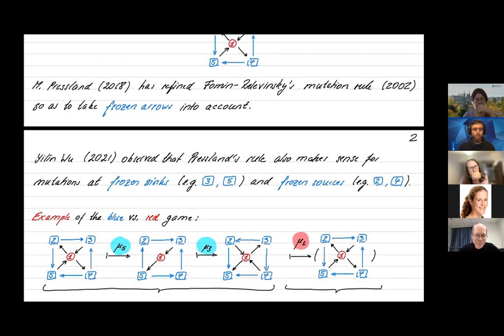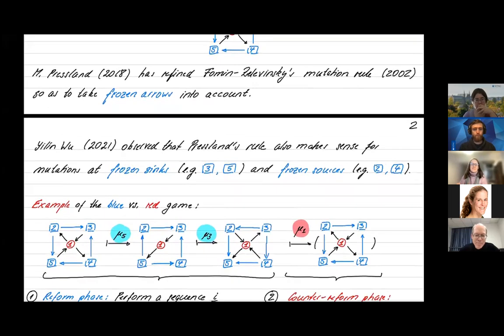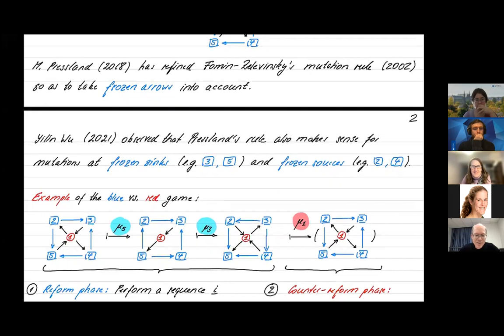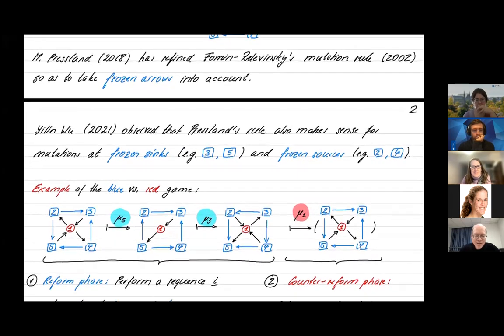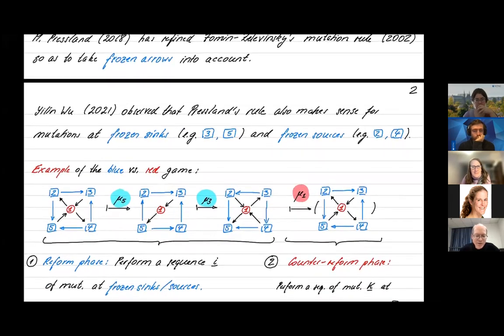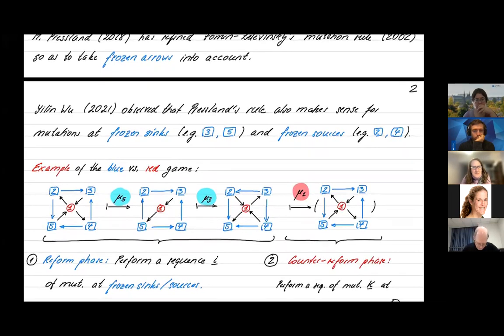This is an example of the blue versus red game. It consists of two phases. The first phase, which can be called the reform phase, goes as follows. We choose a sequence of frozen sinks or sources and perform mutations at these. So an arbitrary sequence of frozen sinks or sources, but only frozen ones. And then, thanks to this sequence, we transform our quiver into a new quiver.